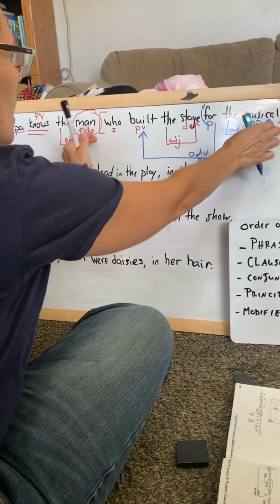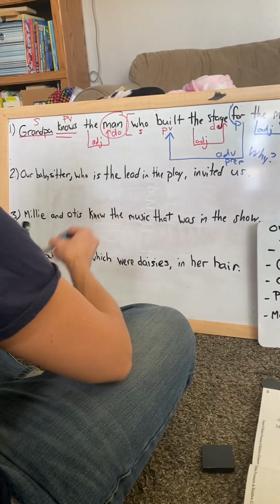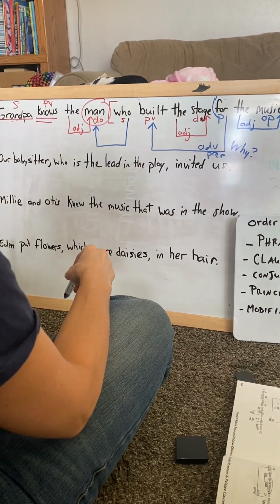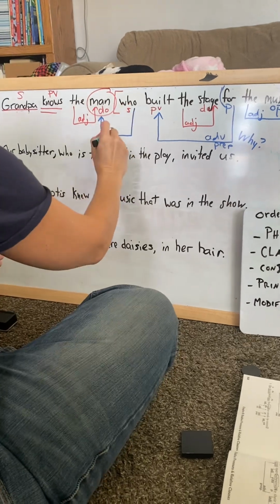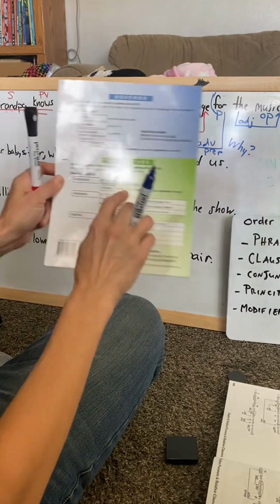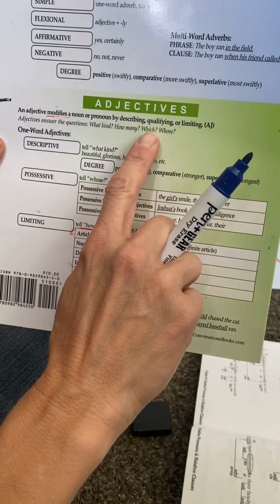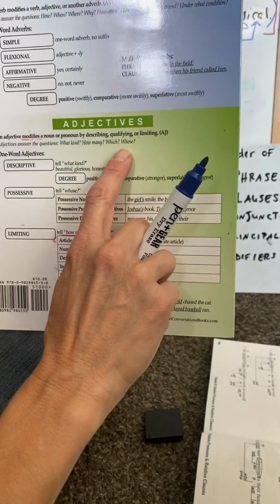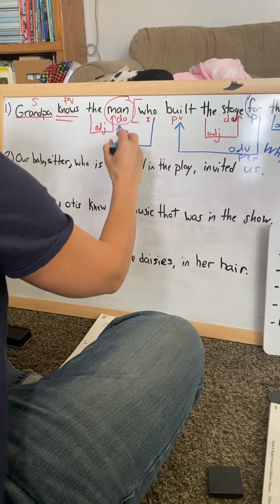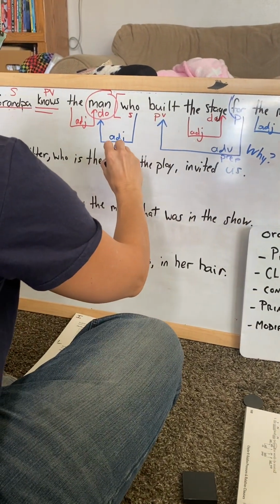Now we have our clause. This is telling us more information. Who built the stage for the musical? It's telling us more about the man, right? It's telling who, which man? The man who built the stage. If we look at our adjectives, it answers what kind, how many, which, and whose. Which man built the stage for the musical? The man. So this is adjectival, and we put CLS for clause.